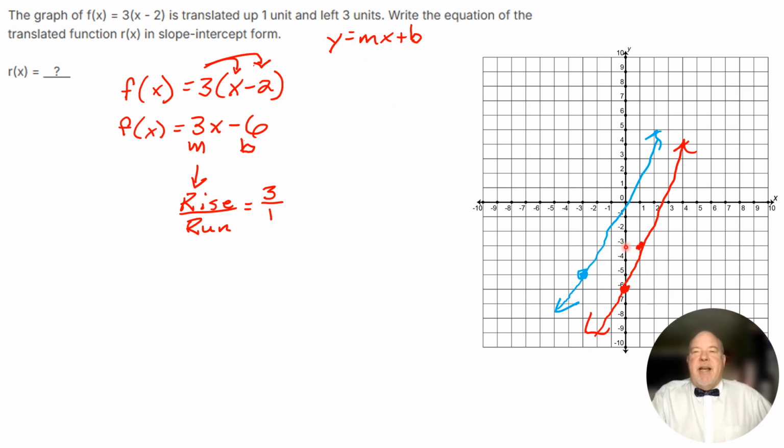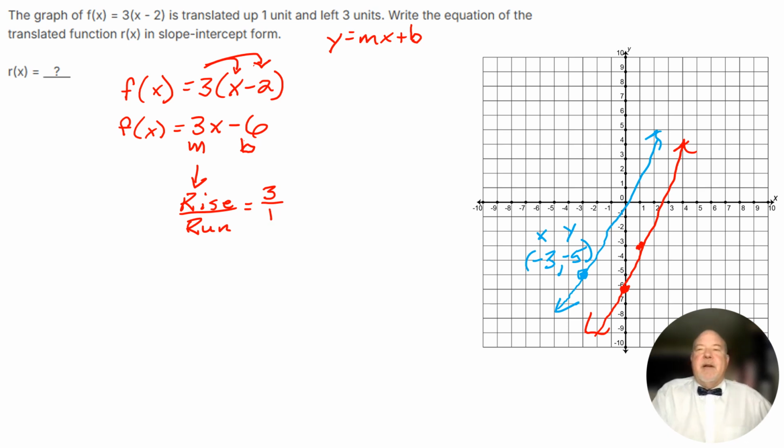Now, obviously, you can't look at my little sketch here and tell what the y-intercept is. Again, that's why I said this doesn't have to be perfect. But what I'm going to do is take the coordinates of this new point. I went up 1 and over 3, and the coordinates of this point are going to be -3, comma, -5. So now I have a point on the line, and I can use that point to find the y-intercept.